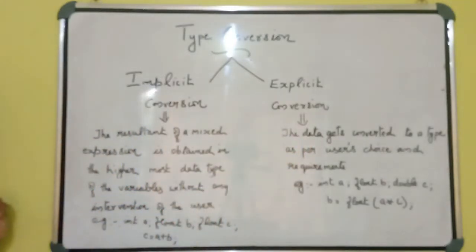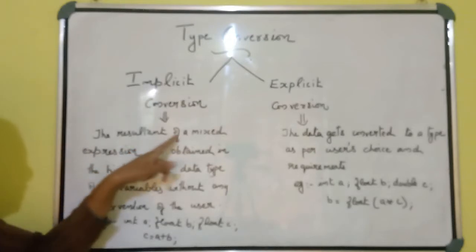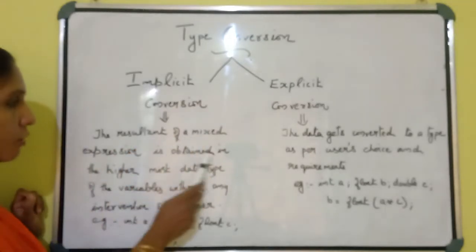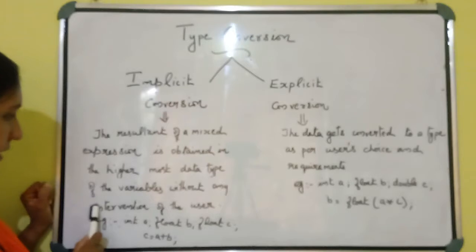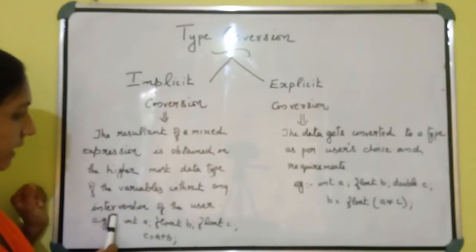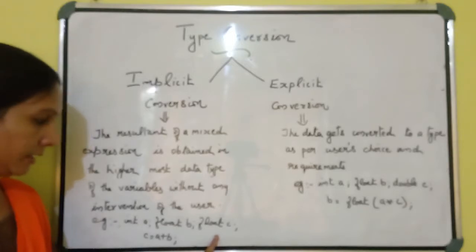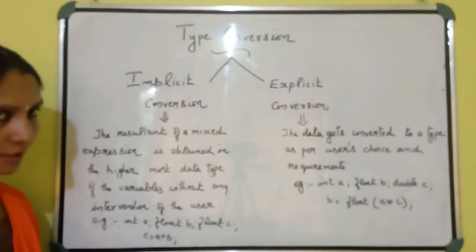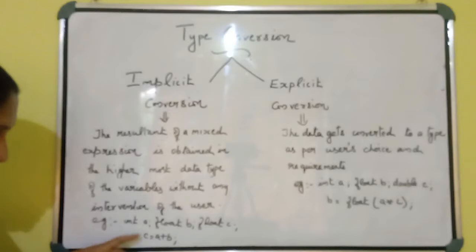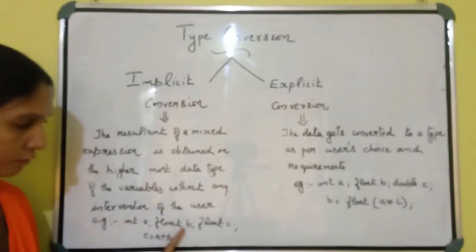Okay. What is meant by implicit conversion? The resultant of a mixed expression is obtained in the highermost data type of the variables without any intervention of the user. That means here there is an example. First variable data type is int and second variable data type is float and third one also float data type. There are two different data types and when you operate this int with a float, I want to operate this int with a float.